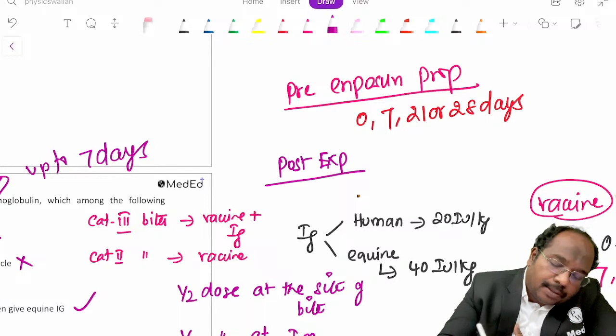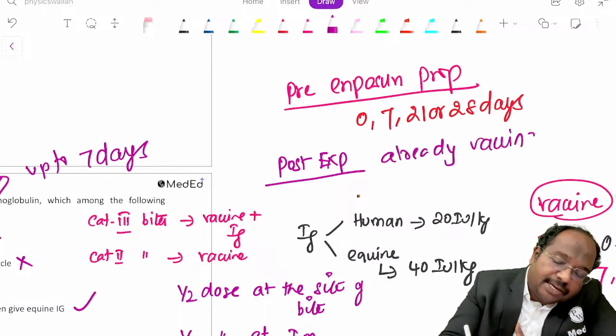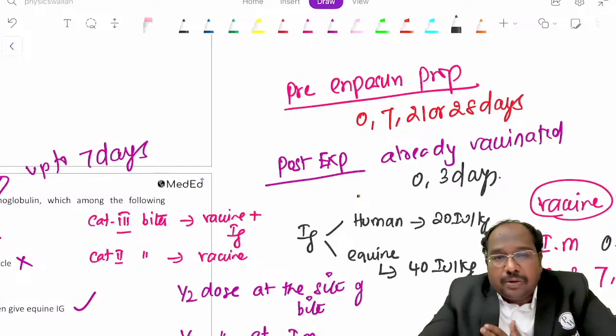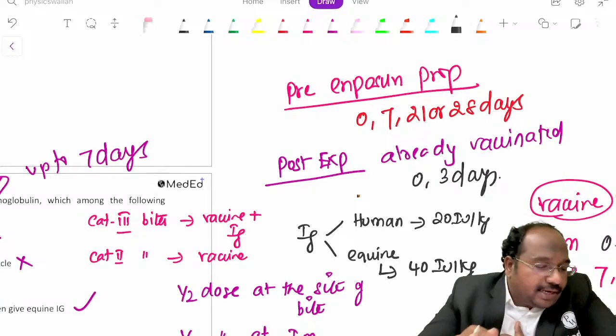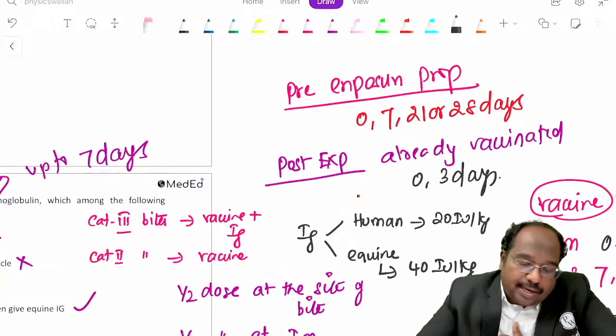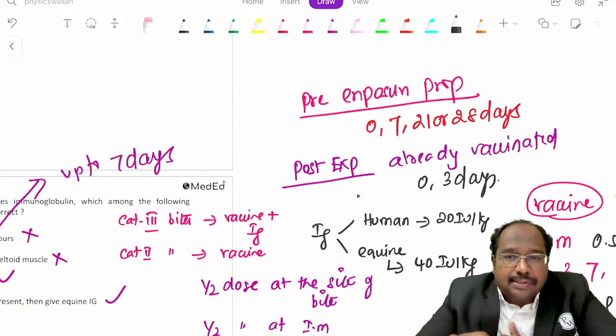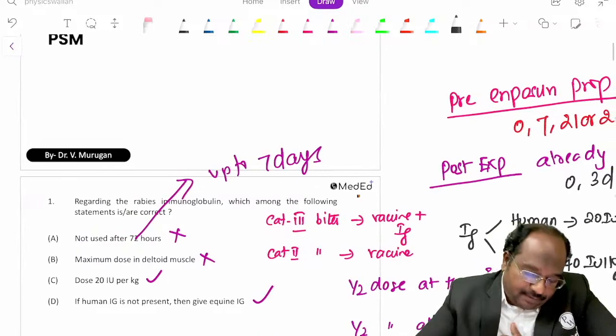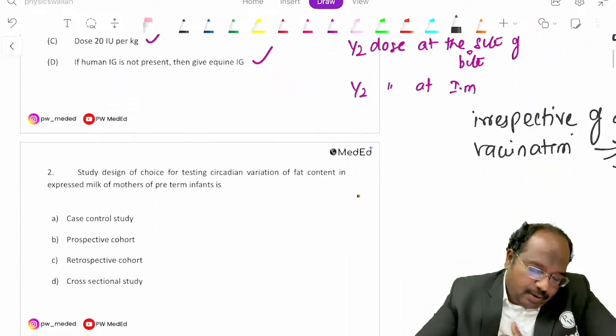post-exposure, the person is already vaccinated, means you can give 0-3 days. Okay, fine. The question is related to immunoglobulins, which you can answer, guys. Okay, 0-3 days is post-exposure for the already vaccinated. Fine. We'll go to the next question.